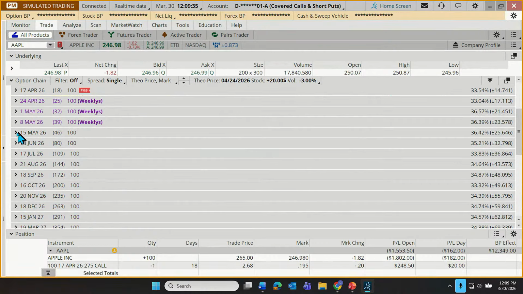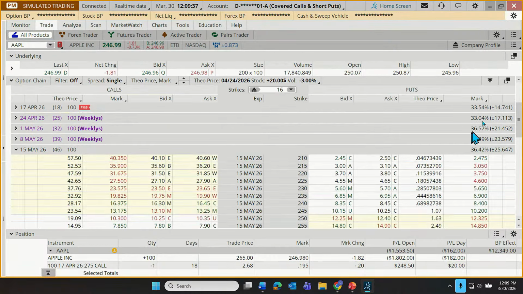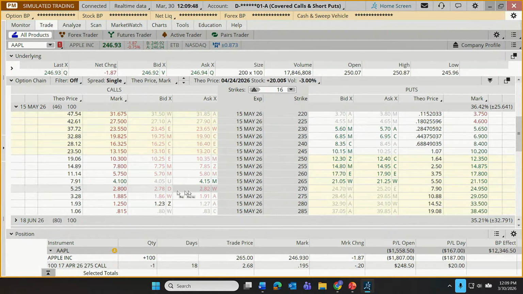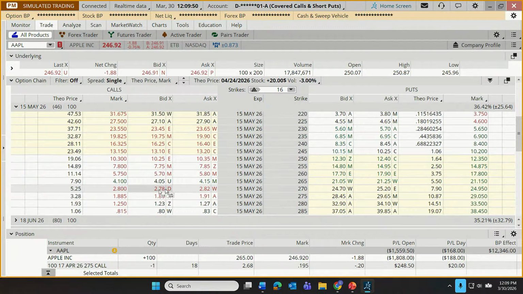What if we look out? I'm going to go on out to the 15th of May and look at what might be available there, a 265 strike or a 270 strike. What if we did this? I'm going to roll out to that 270 strike. It looks like it's trading for about $2.80-ish, somewhere around there. We might be able to net a credit of about $2.60.